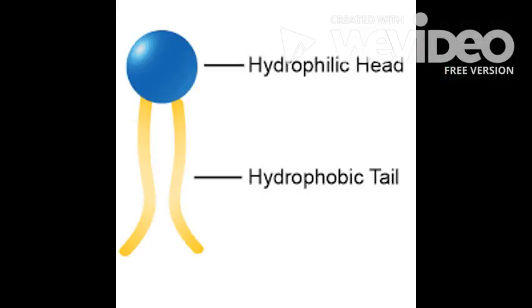Phospholipid forms bilayers in the water due to the amphipathic properties of the phospholipid molecules. Amphipathic means having both hydrophilic and hydrophobic parts. The hydrophobic parts of the phospholipids are the two fatty acid tails. The hydrophilic part of the phospholipid is the phospholipid head.